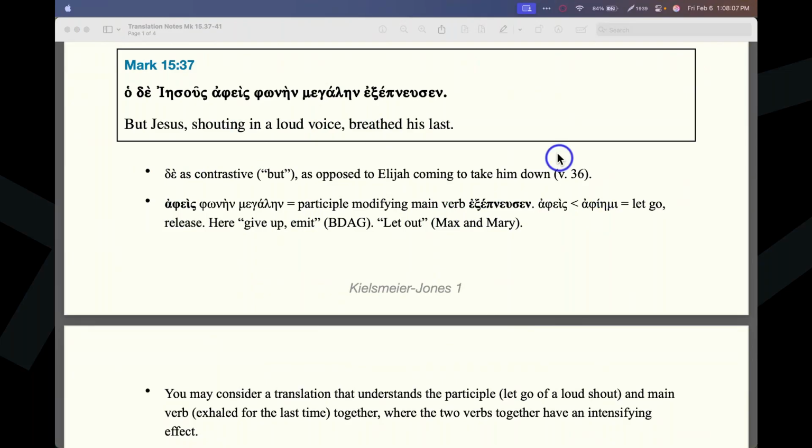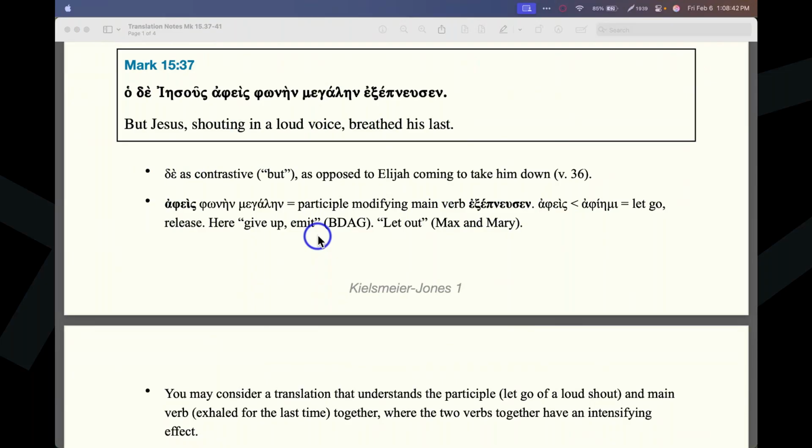And that makes sense with this breathed his last verb, of course, because his agency is rapidly diminishing because this is it. This is the end. So that groan, there's maybe some degree of volition, but he's breathing his last. And so I think aphiēmi makes sense there. Now, how you do that in translation, I'm not sure. I think shouting in a loud voice is just fine. But you might consider, do you want to seize on that nuance there of giving up or emitting, letting out, as Max and Mary said?